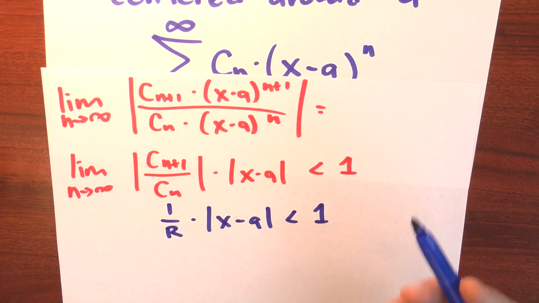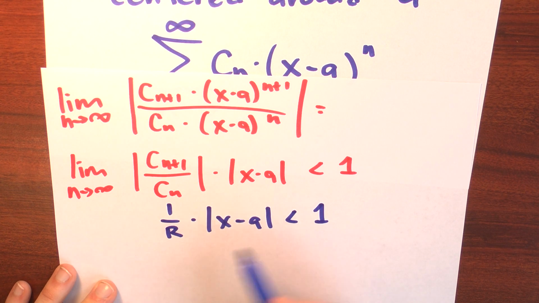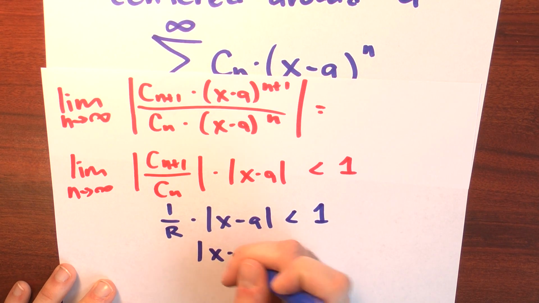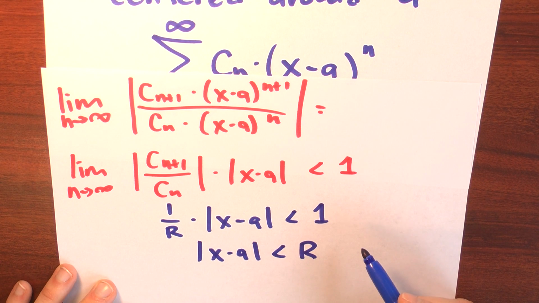Well, I mean, I'm just playing make-believe here. r is some positive number. I'll multiply both sides of this inequality by r. Since it's positive, it doesn't affect the inequality at all. Now I've got that absolute value x minus a is less than r after multiplying through by r. Well, what does this mean? This means the distance between x and a is less than r.